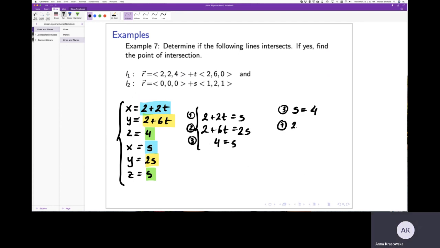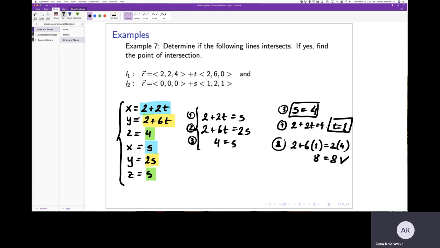And we will have 2 plus 2t is equal to 4. Therefore, t must be equal to 1. Okay, so we have s equal 4, t equal 1, and we have to check the second equation. So this is only from 1 and 3. The second equation is 2 plus 6t, this one is equal to 2 times 4, and you have 8 equal to 8. It is satisfied. So t equal 1, s equal 4 are the solution to this system of 3 equations.